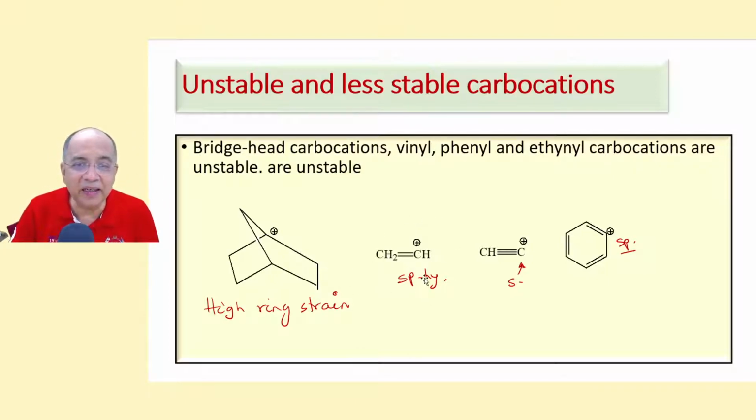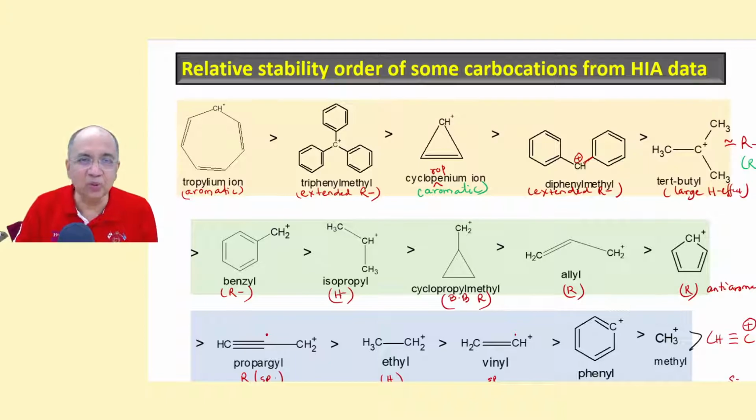Similarly, vinyl is sp hybridization, ethynyl is pure s orbital, and phenyl is less stable than vinyl but more stable than ethynyl. We have done it. These are, in fact, our impression, that they are less stable. And this composite order, we have discussed.